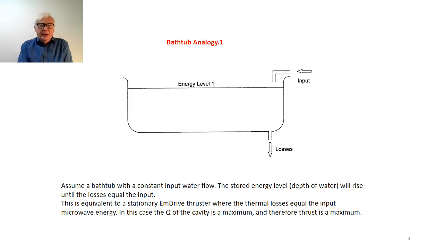So we have a simple static situation where the losses equal the input. The bathtub is not moving, so there's no other losses. And in fact, this is equivalent to an EmDrive cavity being fixed in position, perhaps to measure static thrust. And we have a maximum Q of the cavity. The energy level 1 is a maximum level, and therefore the thrust is a maximum.